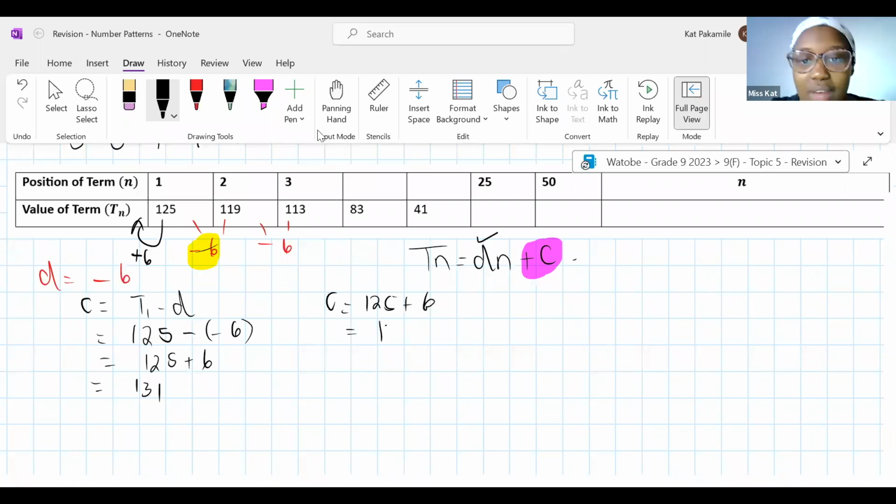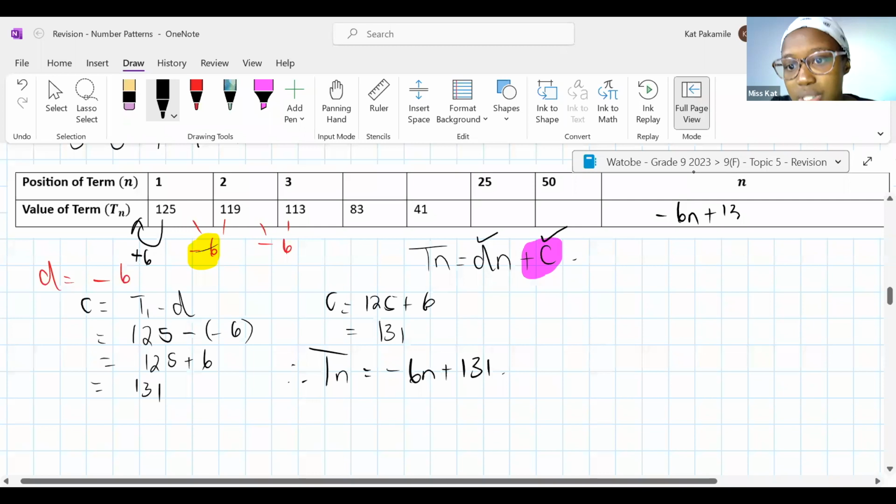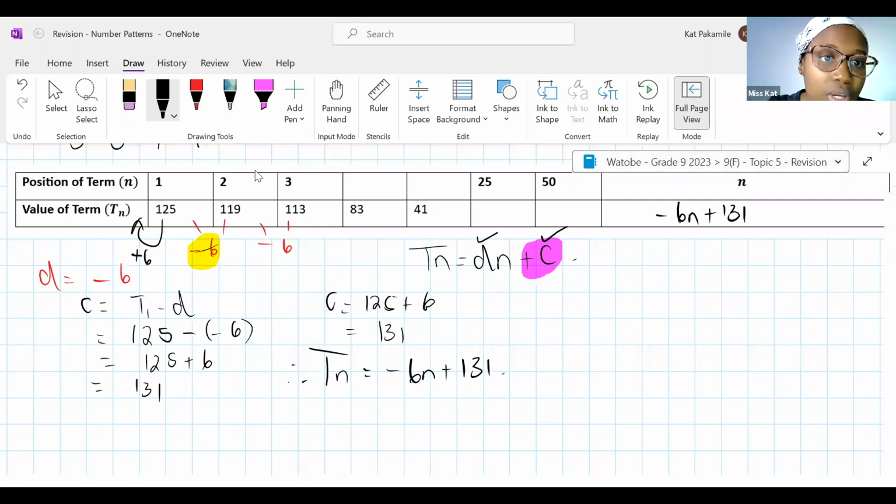So now we have C as well, right? We have D, and we have C. Therefore, our general formula is Tn equals -6n plus 131. Now let's fill in our table. We have, first of all, found the n part. This is -6n plus 131. Now we are working on these ones.